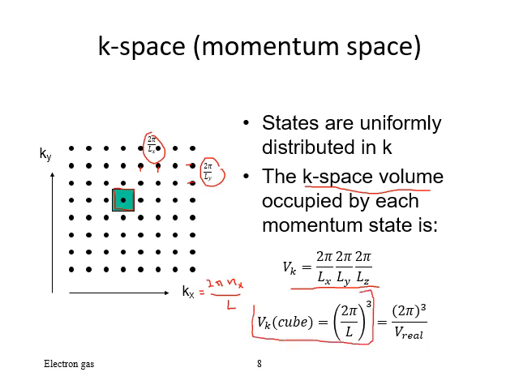For a cube, it's pretty simple. The space that's occupied in K space for one of the wave vector states is 2 pi over the length of the side of the cube, cubed, or 2 pi cubed over the actual volume in real space of this sample of material that we're going to model.